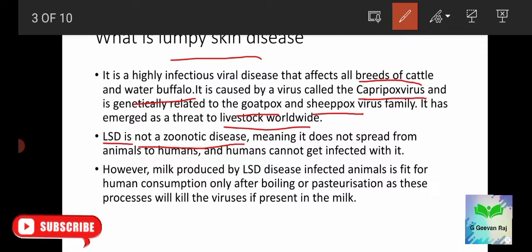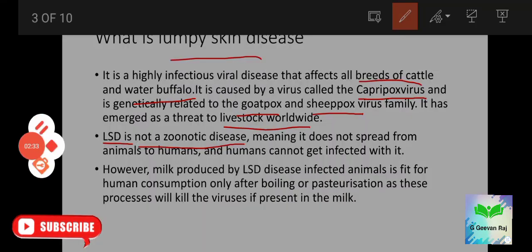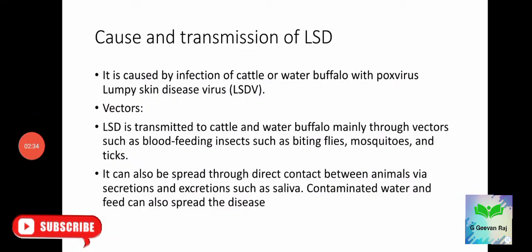However, milk produced by the lumpy skin disease infected animals is fit for human consumption only after boiling or pasteurization, as these processes will kill the viruses if present in the milk. So, we can use the milk of the cattle who has been infected with lumpy skin disease, but we can only use the milk after boiling and after pasteurization, so that we will be able to kill the viruses by these processes.